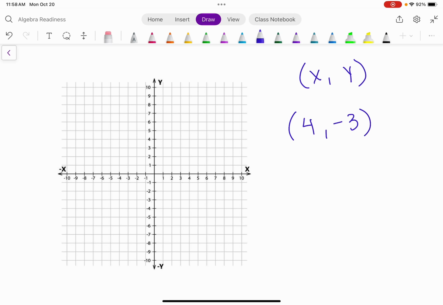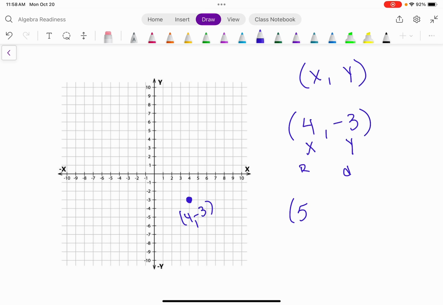If I wanted to graph 4, -3, well, my x value is 4. I would go 4 to the right. My y value is -3, so I'd go 4 right and 3 down. And here's where the point 4, -3 would be on my coordinate plane.